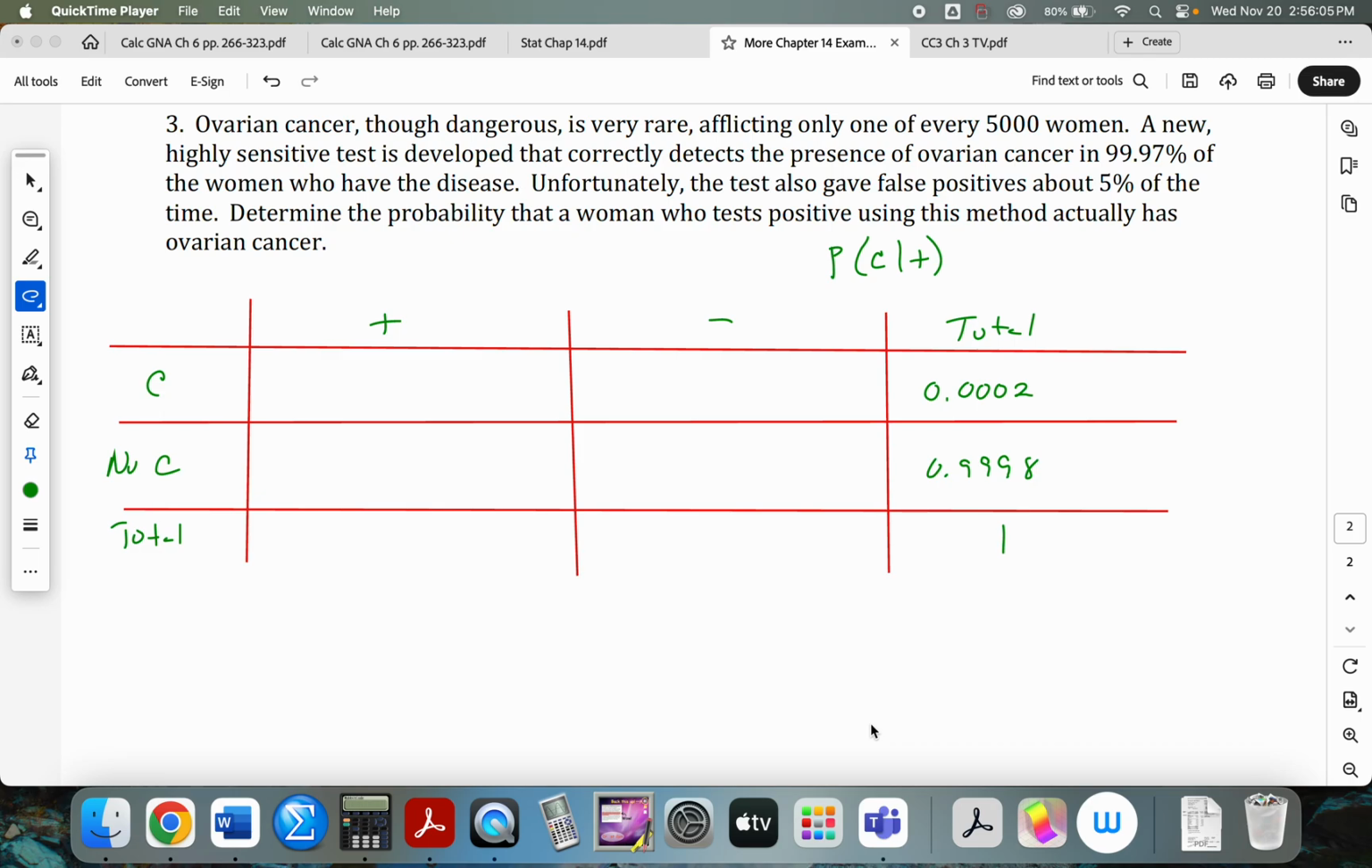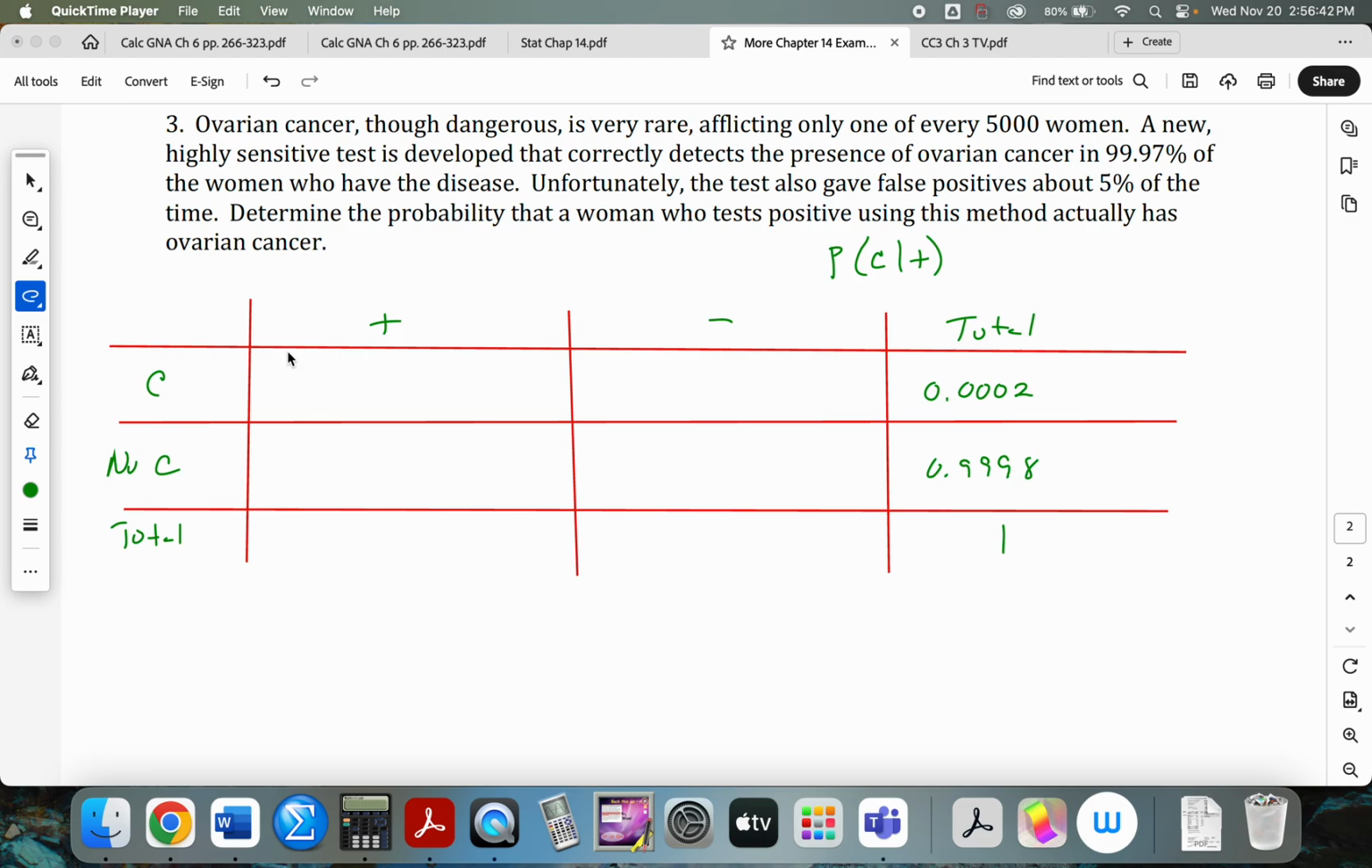All right, picking up on this last example where we left off. So we've got the totals for women who have ovarian cancer and women who do not have ovarian cancer. And then this test developed that correctly detects the presence of ovarian cancer 99.97% of the time. So if they have ovarian cancer, this gives you a positive test 99.97% of the time.